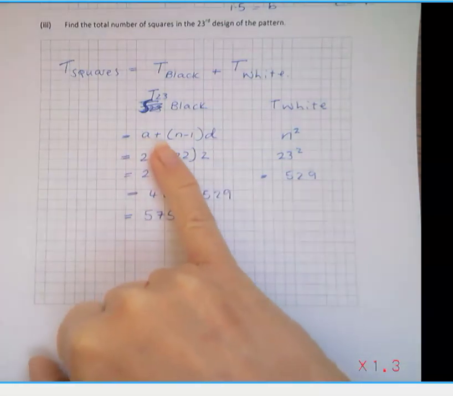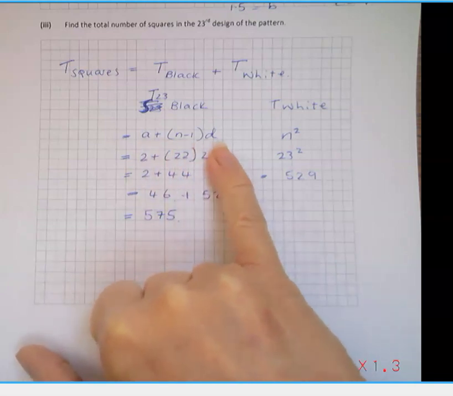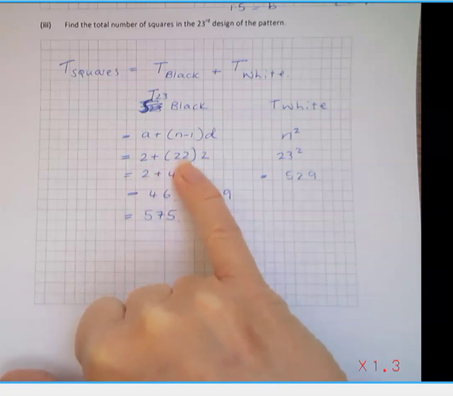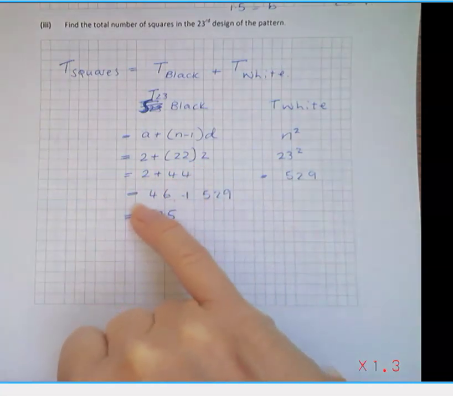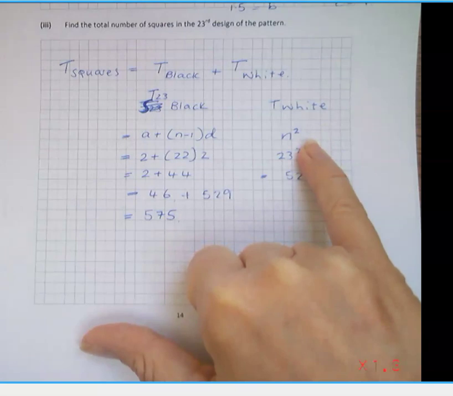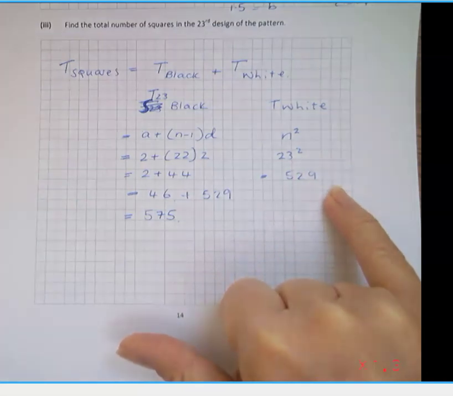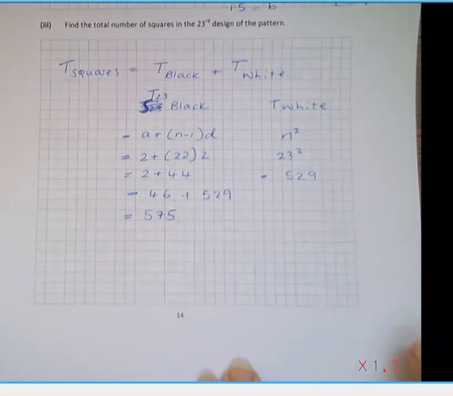So our formula for our black, because it is a linear function, is a plus (n minus 1)d. Your a was your first term, so you've got 2, plus 23 take away 1 gives you 22, times your difference is just 2, so multiply it out and you get 46. For our whites, you got told it was n squared, we calculated that above. So you're having 23 squared, so you're having 529 whites. So your total of squares was equal to 46 plus your 529, which is 575.